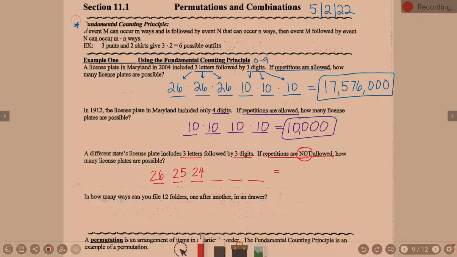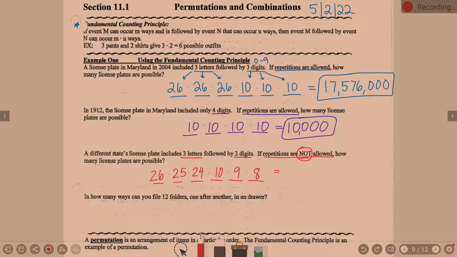Okay, now we're talking digits. Remember, there are 10 digits, 0 through 9. So 10 for my next spot. What about the next one? 9. We used a digit, and we put it in there. We have one less digit to choose from, so 9 and then 8. And that was all because repetitions are not allowed now in this particular example.